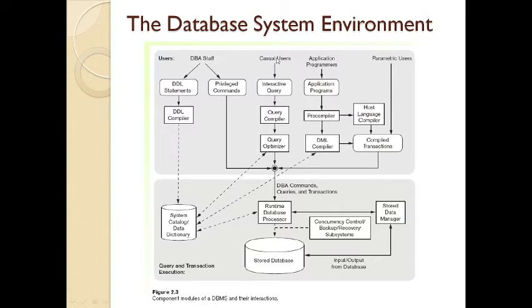The casual users, as we have already seen, use interactive queries, such as the Google search engine. It is an interactive query, and with that they will be specifying queries to query compilers and optimizers. The application programmers will be using a set of applications. They are nothing but the developers.